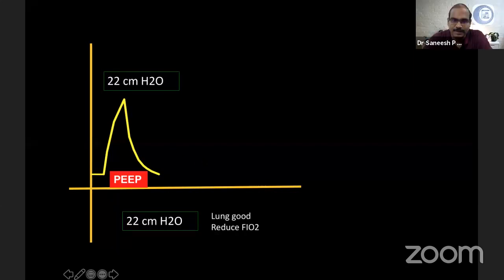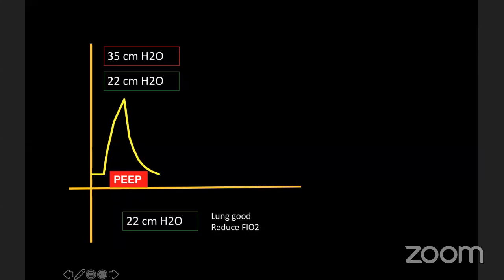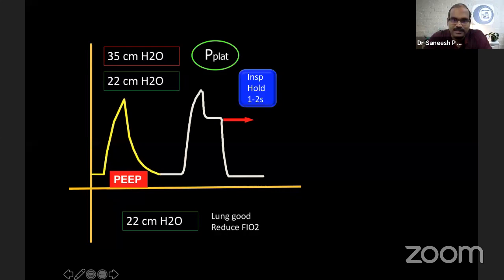Okay, sir. Okay, so we may not require a high FiO2. Maybe transiently you have a good FiO2 and you can reduce it. So now I will think about another possibility when the peak pressure is 35. If the peak pressure is 35, then do a plateau pressure check, sir, and do an inspiratory hold for 1 to 2 seconds.